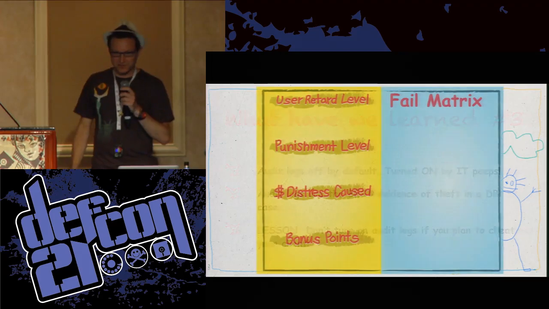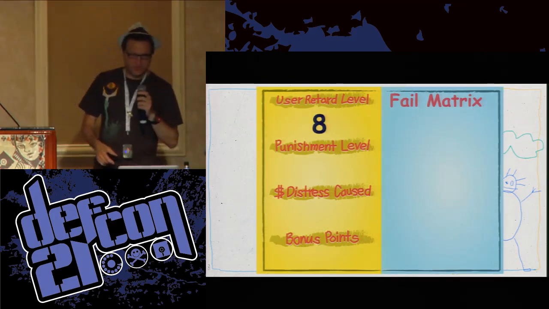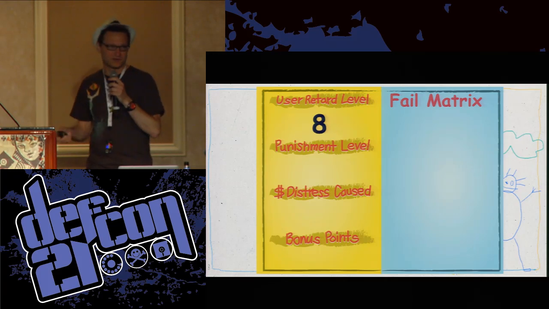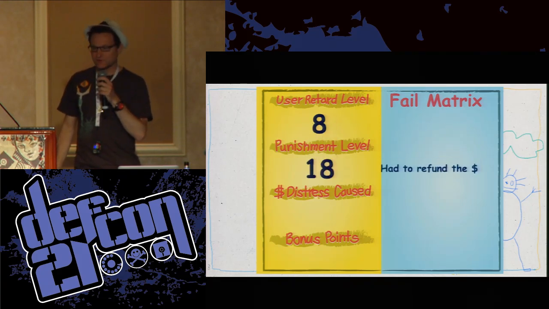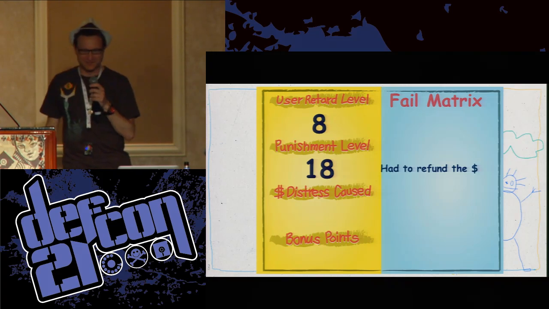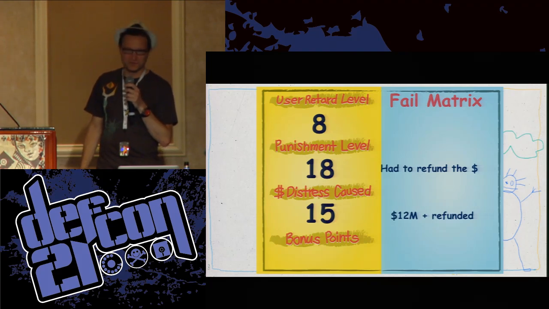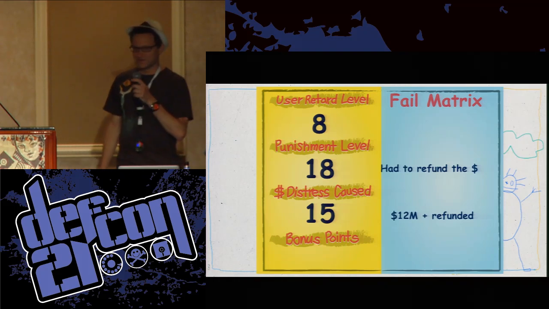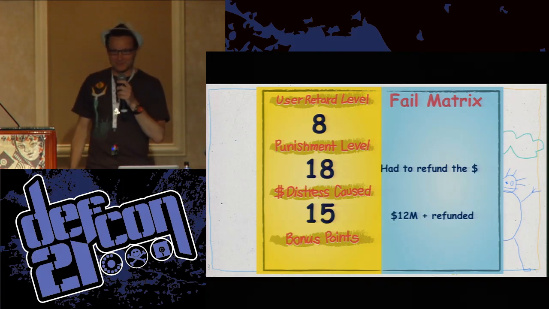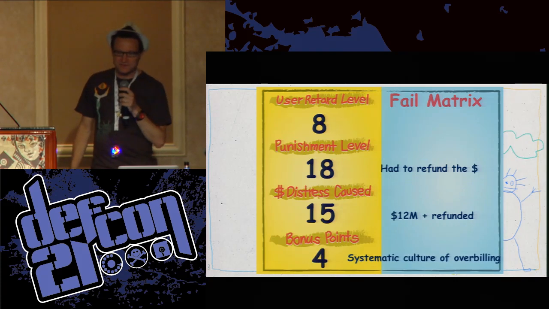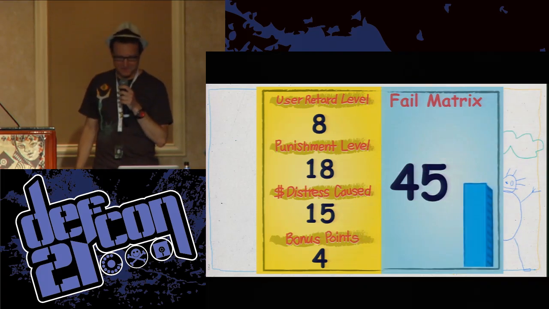So let's look at the fail matrix. I didn't give the user retard level too many points here, because it was a billing administrator. Most people don't really know what's going on inside a database, most average people. However, they had to refund the money, so they get 18 points for that. Over the last 4 or 5 years worth of money. Yeah, it was a lot of money. It was about $12 million, actually. So they get 15 points. I wish. And bonus points, systematic culture of overbilling. They get 45.